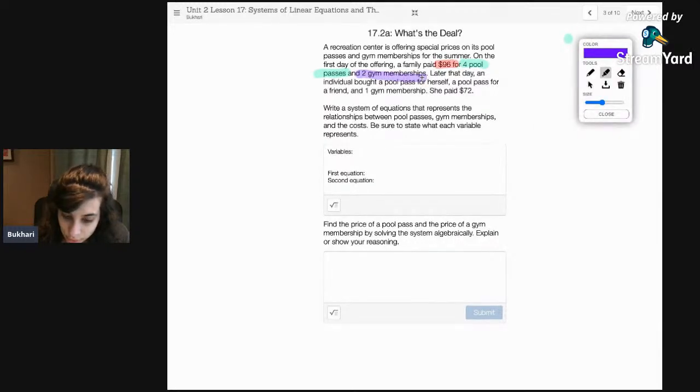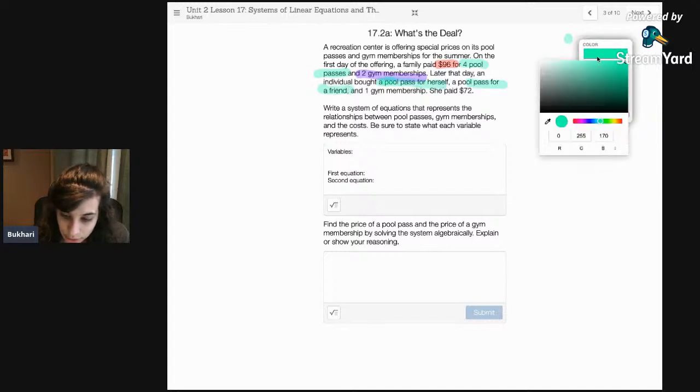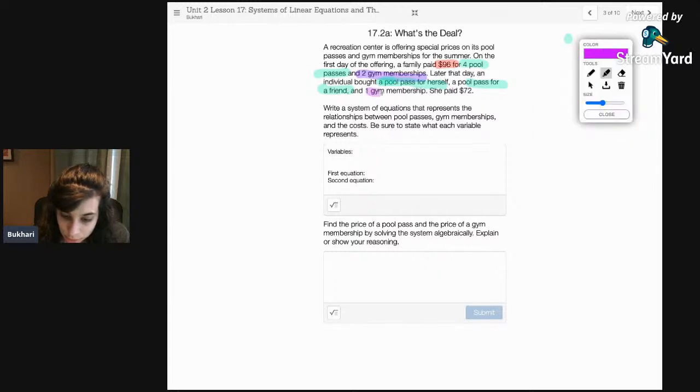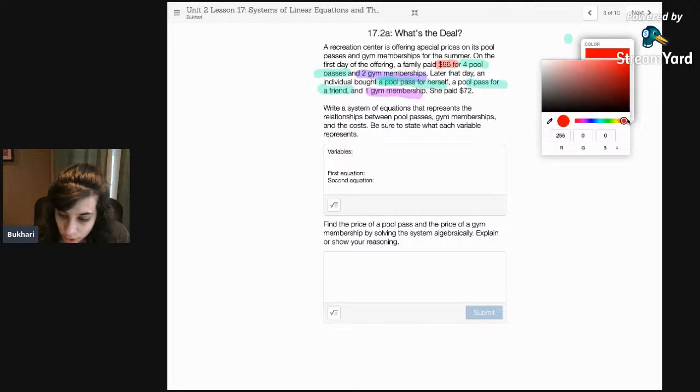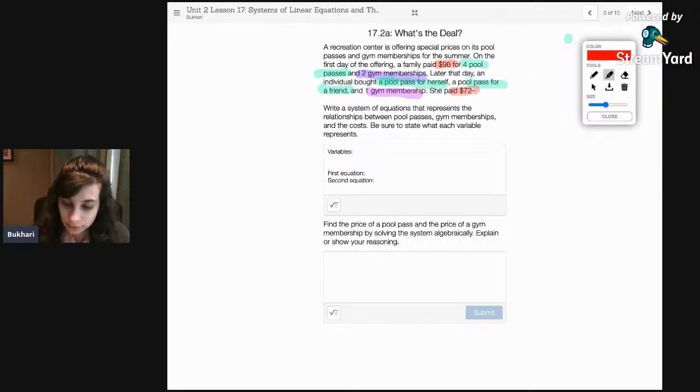Later that day, an individual bought a pool pass for herself, a pool pass for her friend, and a gym membership, and she paid $72. So think about what your two equations represent and how to create both of your equations and what each of your variables represent. I'm sorry, think about what are you missing here? What don't you know, and how can that shape your variables, right?